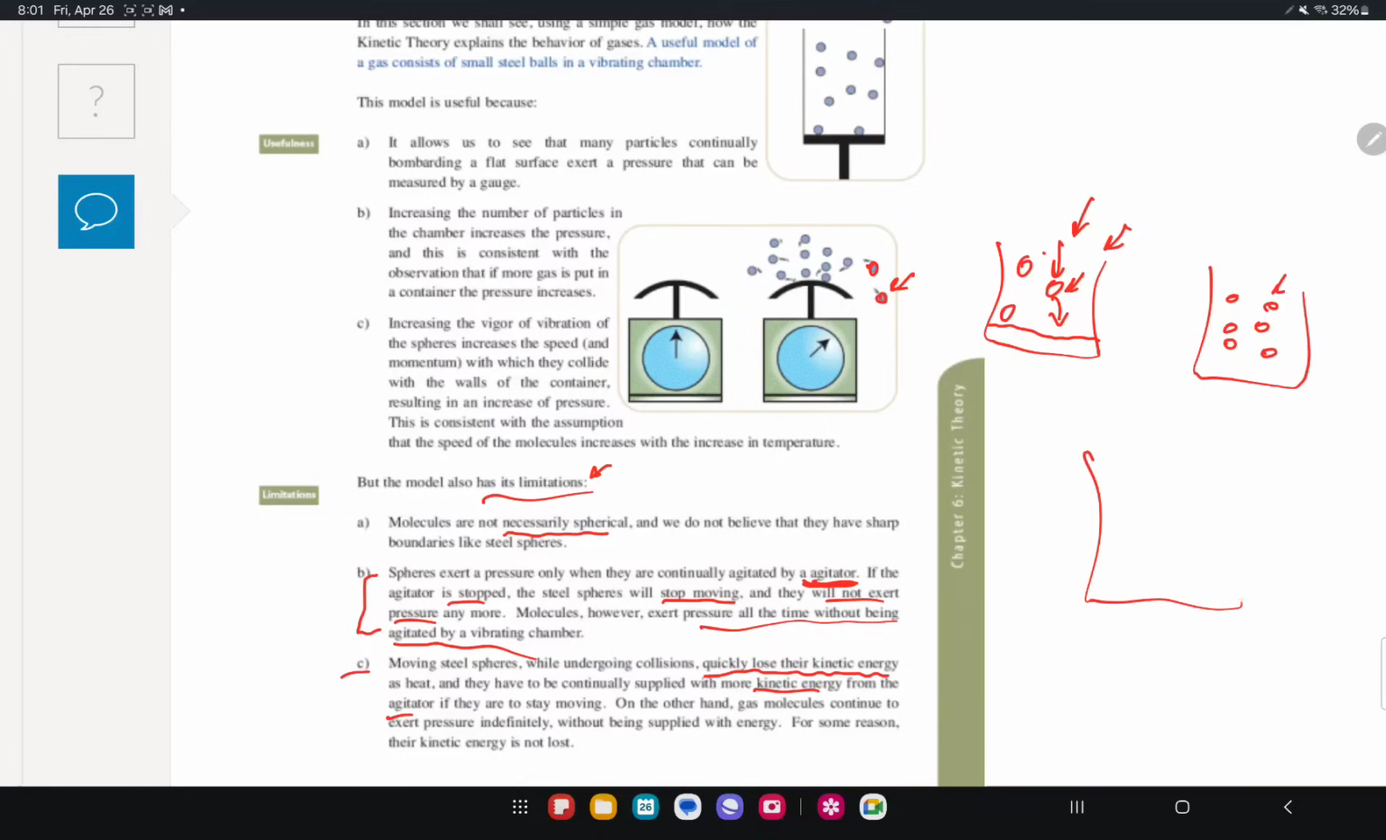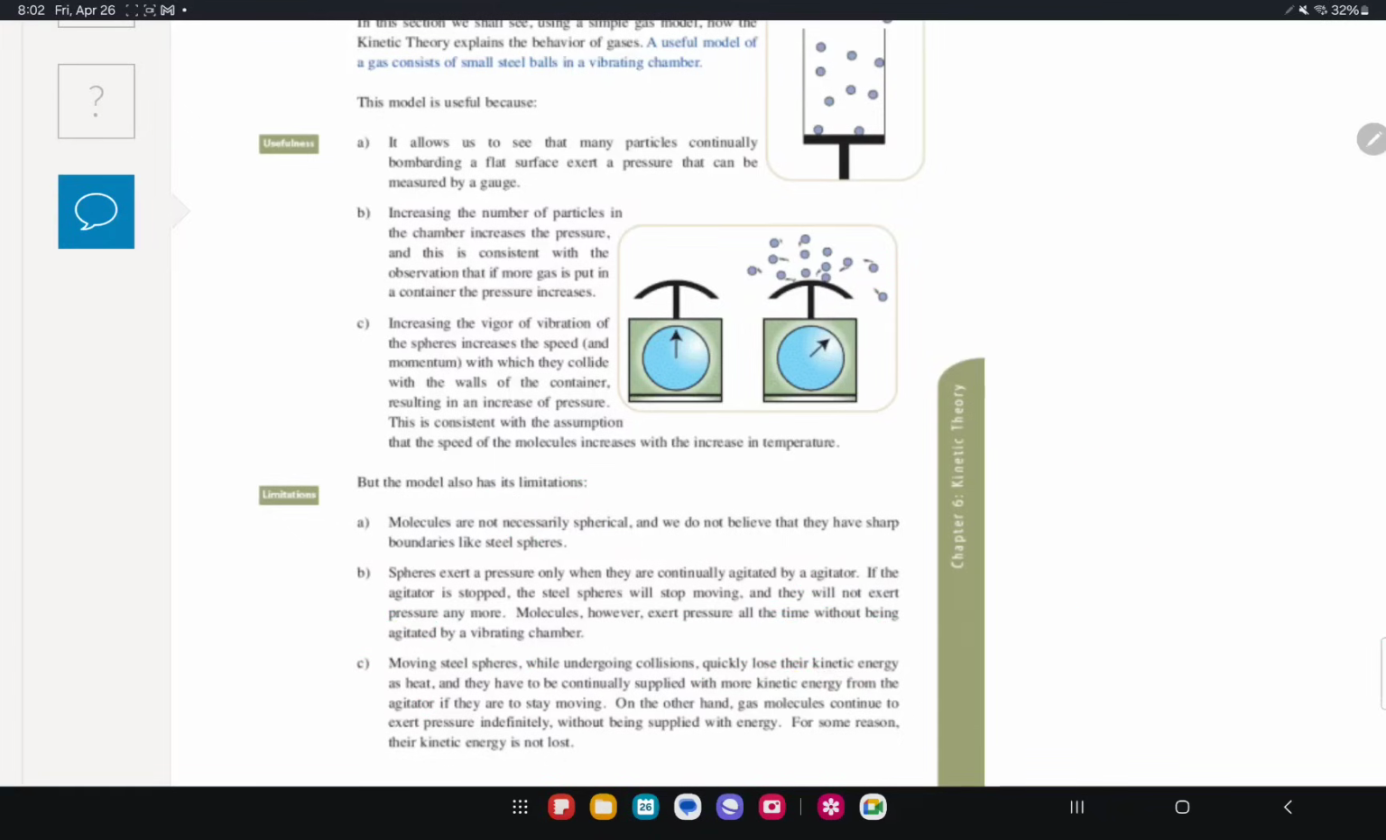Same thing basically. If you've got an agitator and you pushed it, it's going to last for maybe three seconds at most. So that's why another limitation is that you have to continuously agitate and push it. This also is another one of the limitations.